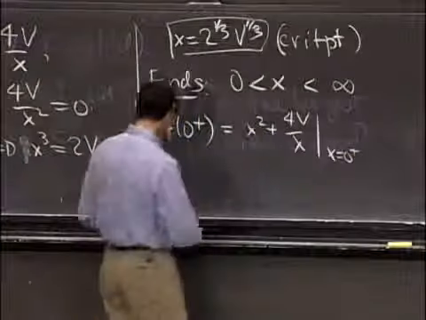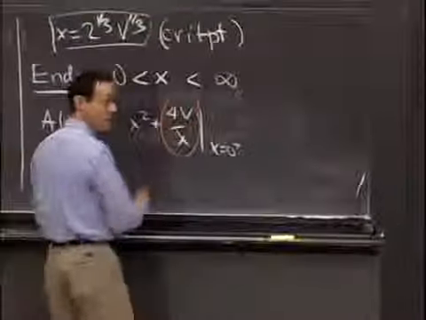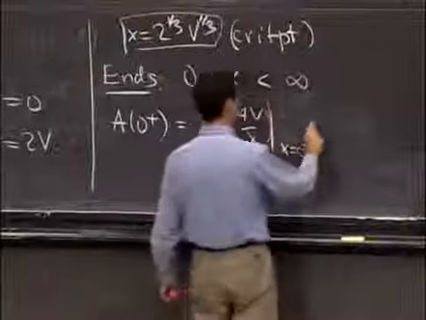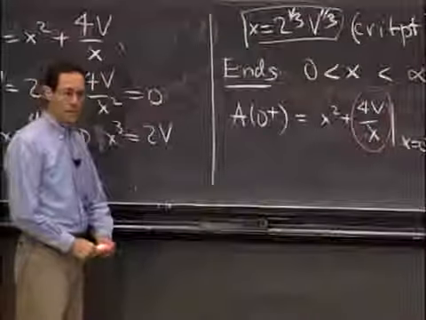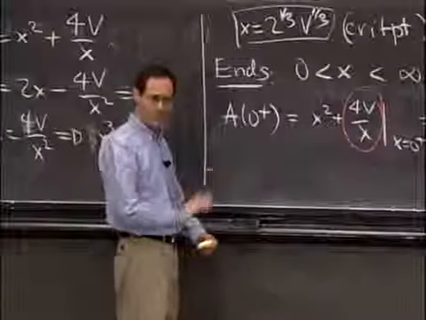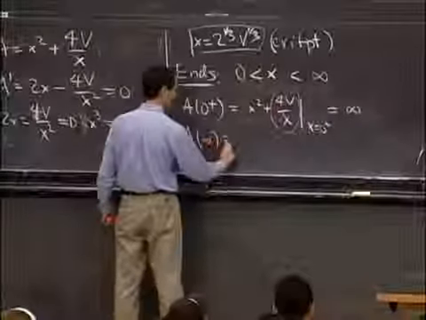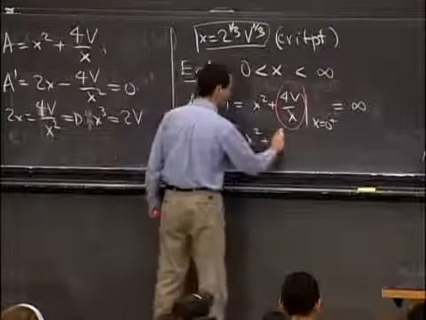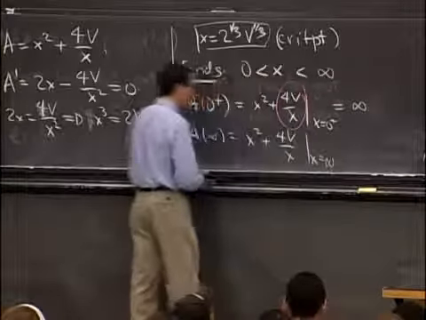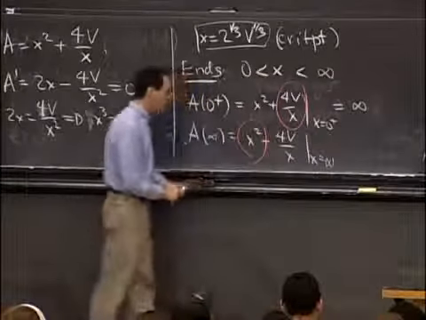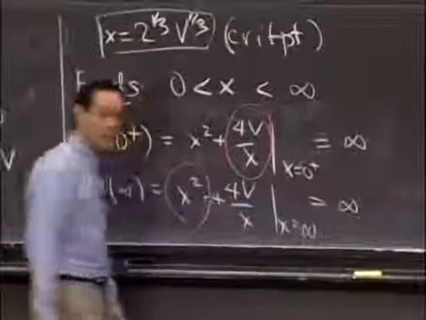So what happens to that? Notice right here, this is going to infinity, all right? So this is infinite. So that turns out to be a bad box. All right, let's take a look at the other end. So this is x squared plus 4v over x, x going to infinity. And again, this term here means that this thing is infinite.